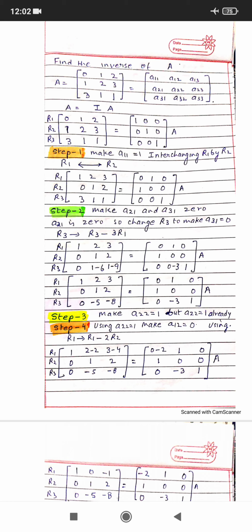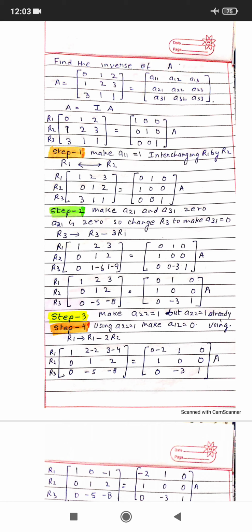What do we get? The third row becomes 0, 1 minus 6, 1 minus 9, 0, 0 minus 3, 1. So what we are left with on the left hand side is 1, 2, 3, 0, 1, 2, 0, minus 5, minus 8. Right hand side is 0, 1, 0, 1, 0, 0, 0, minus 3, 1.